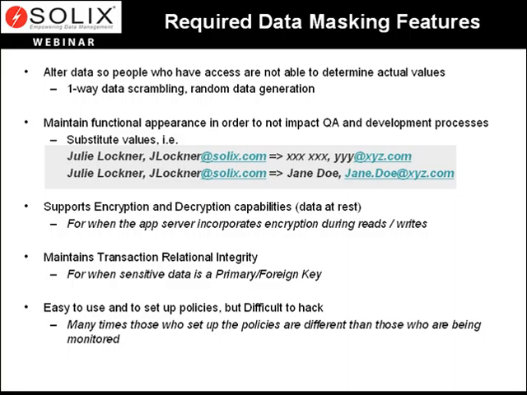Another key ingredient to data masking is to make sure that you maintain transaction relational integrity. So if the sensitive data is part of a primary foreign key relationship, if you mask primary data or data that's part of a primary foreign key, you want to make sure that it's masked consistently throughout the relationship, so that if you have any type of summarizations or anything like that, it'll continue to work, and you're not breaking the application.